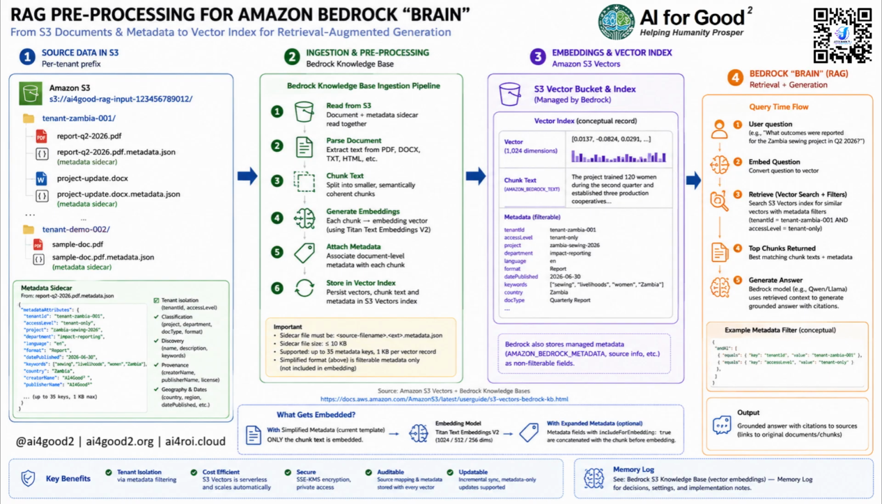Read the files together, parse the text so clean. Chunk it into meaning, the smartest we've seen. Embed each piece with Titan's guiding art. Attach rich metadata straight from the heart. Tenant ID, access level, project and more. Keywords and dates that open every door. Store it all in the index, lean and secure. S3 vectors waiting, ready and pure.